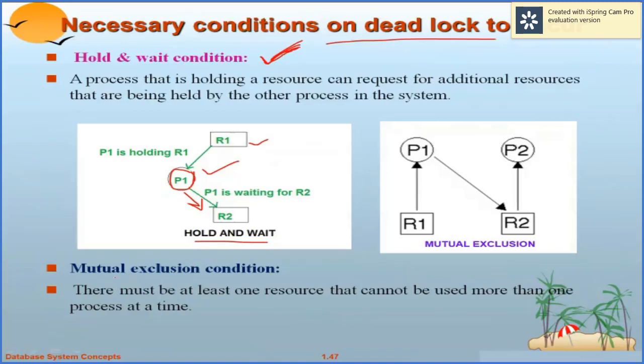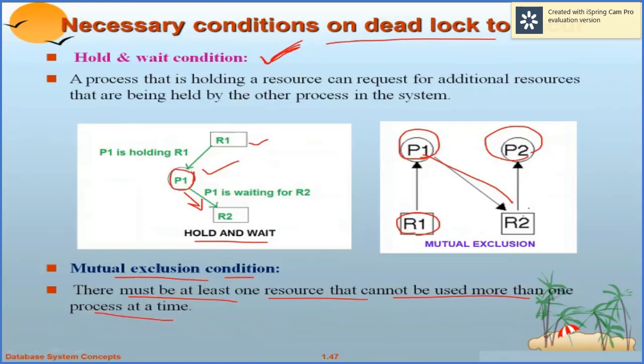Next one is the mutual exclusion condition. So what is this mutual exclusion condition? This was also explained in the previous example. There are two transactions, P1 and P2, and P1 is holding resource R1 and at the same time it is sending a request to R2, which is being locked by one more transaction called P2. So what does it mean? There must be at least one resource that cannot be used by more than one process at a time.